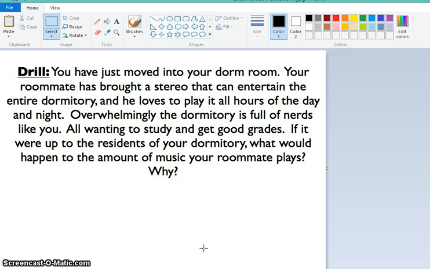And so you have this scenario here where, hopefully you've read this, you moved into the dorm, you got a roommate, and your roommate brought a sweet, I say sweet with air quotes, stereo, and he or she likes to play it all the time, day and night. And now the dorm, aside from your roommate, is made up of people like you. Really, really nerdy people. All you guys want to do is study and get good grades, okay? And the question is, if it's up to you guys, the nerds of the dorm, and that's almost everyone, what would happen to the amount of music your roommate plays?